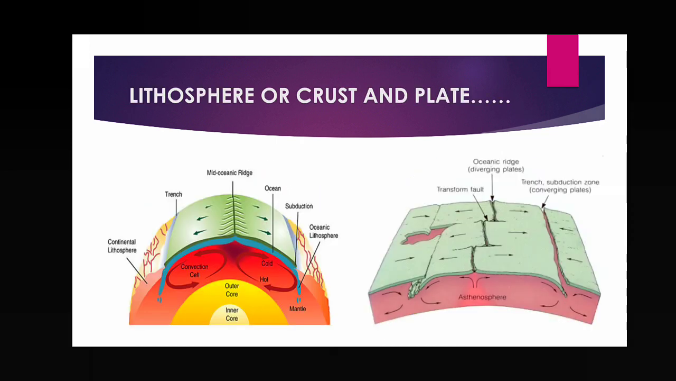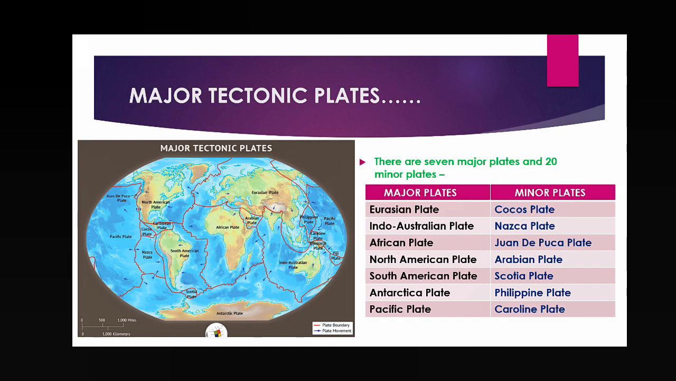Next we particularly discussed the topmost layer of the earth, that is called lithosphere or earth crust, and this lithosphere is also now called the lithospheric plate. It is broken and it is moving, and there are two types of plates: major plates and minor plates. Besides these, there are also two other types of plates: continental plates and oceanic plates. And there are 7 major plates and 20 minor plates. We already discussed their names also.